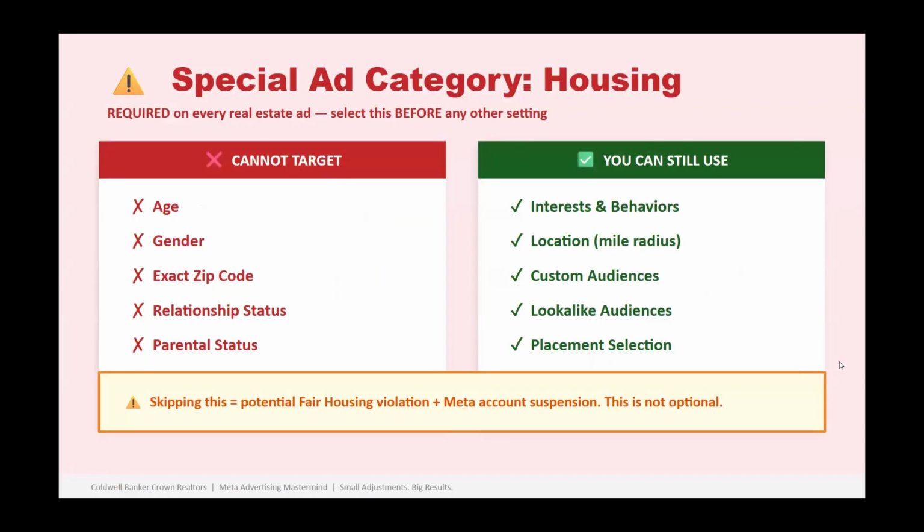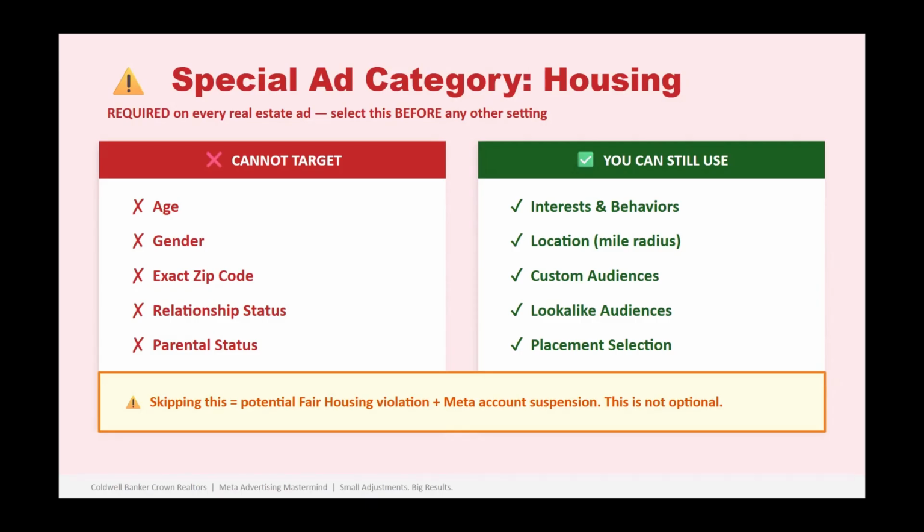Here's the biggest thing with our industry. Okay, if any of you have been in the industry for a while, you know that this was a big deal and a big issue when Meta first came out with ads and how to run ads. Real estate agents were running ads, but were doing it violating the fair housing laws by targeting age, targeting gender, targeting only families that were married, right? Those are all fair housing violations.